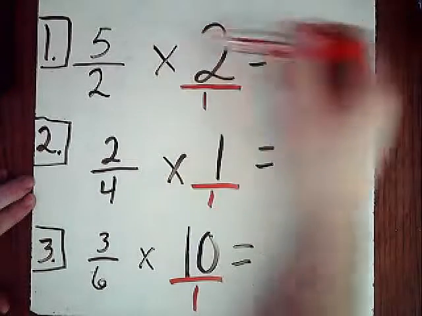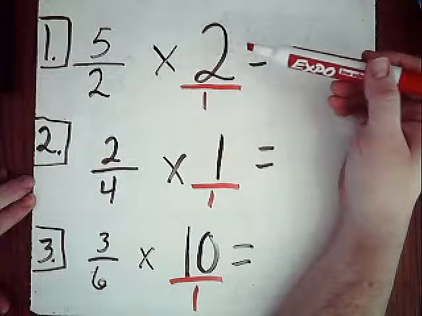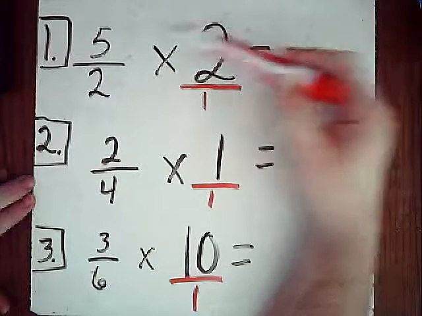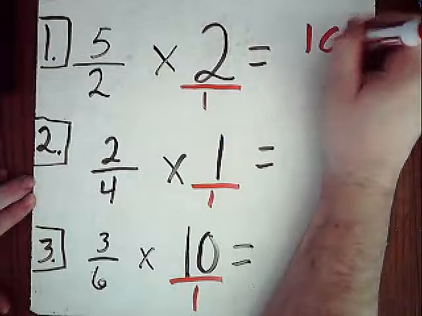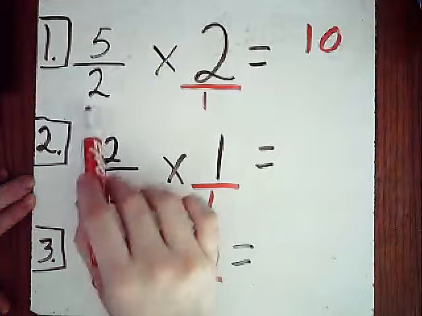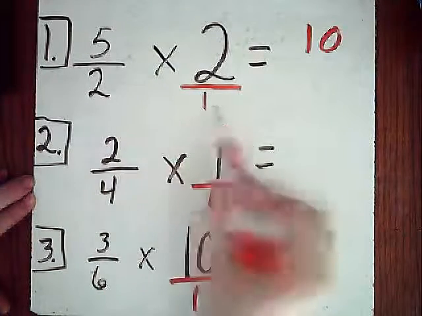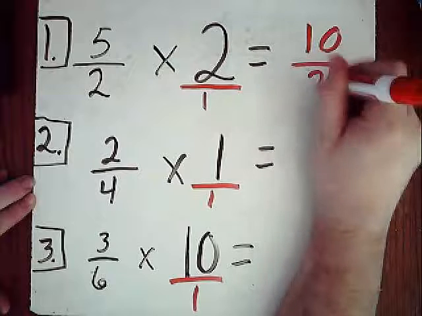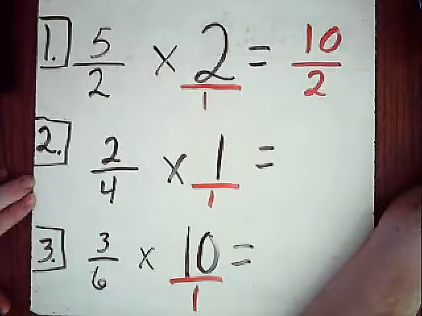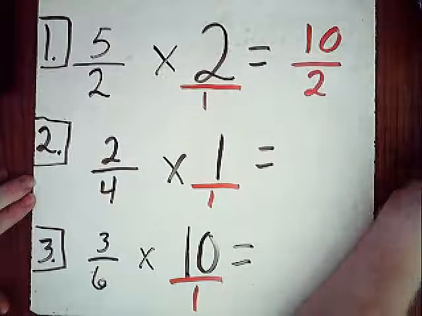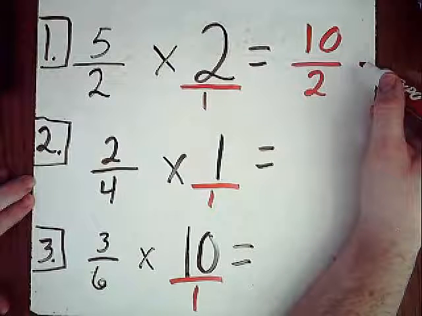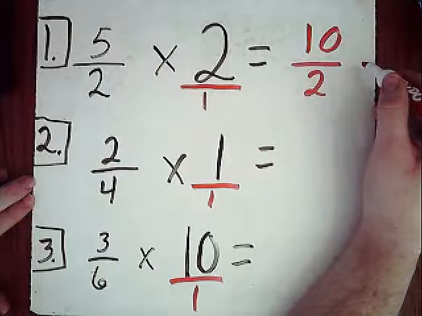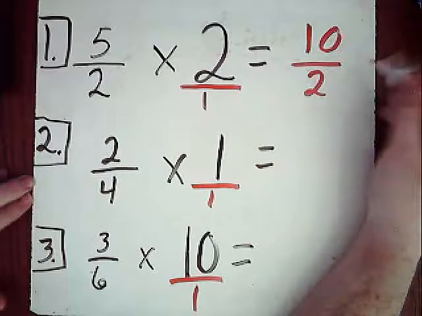So we look at our two top numbers, our two numerators, and we multiply those across the top. So we have 5 times 2, which is 10. And then we multiply straight across the bottom. 2 times 1 gives us 2. Then we can move on to our next one. Remember, this is an improper fraction, so you could convert it into a mixed number or a whole number. If you want to, give it a try on your own and see what you get.